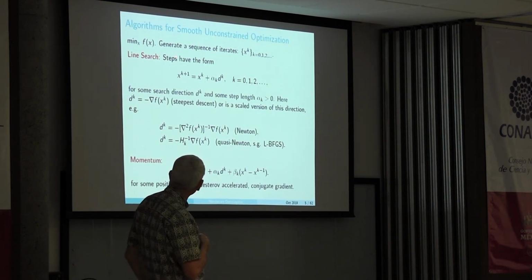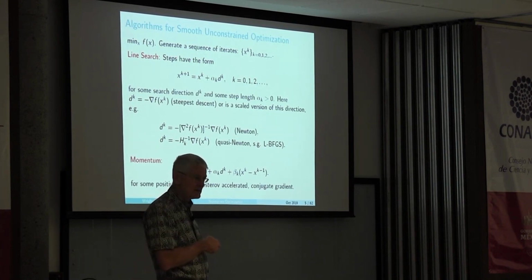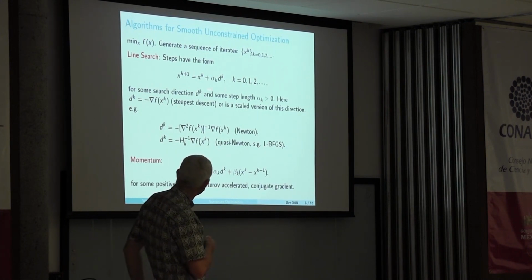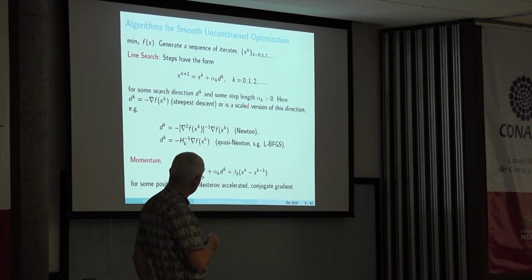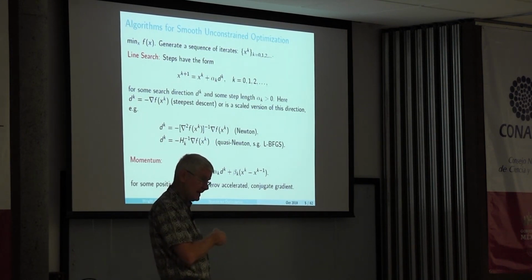Okay? So first of all, line search methods. These are methods that choose a search direction, dk, same dimension as x, and they take a step along that direction, say of length alpha k. And there are many different ways to choose the dk.